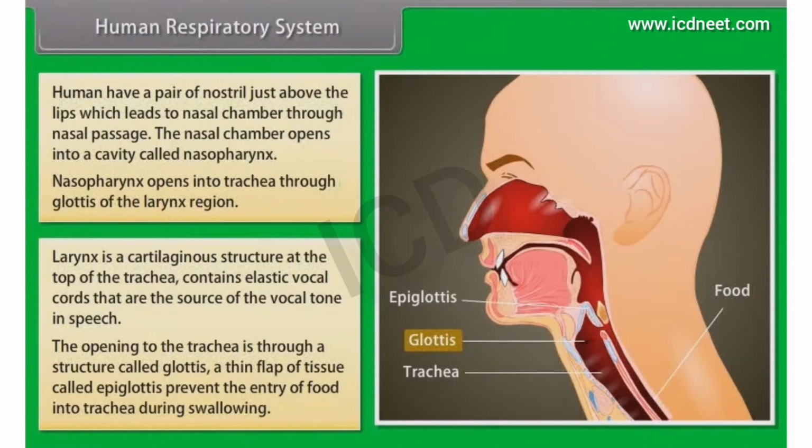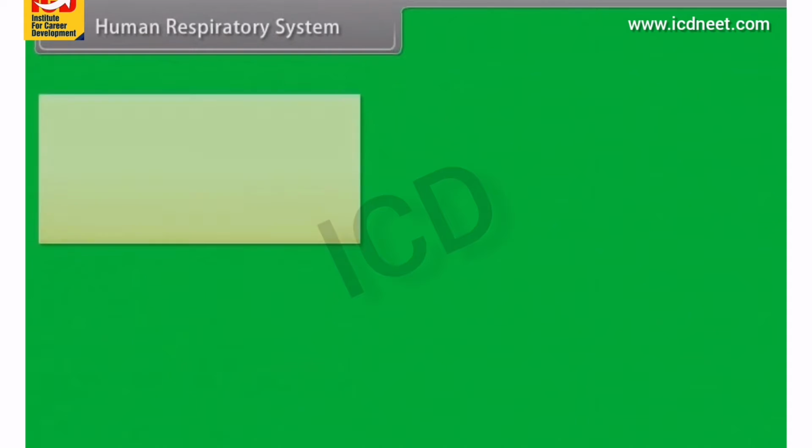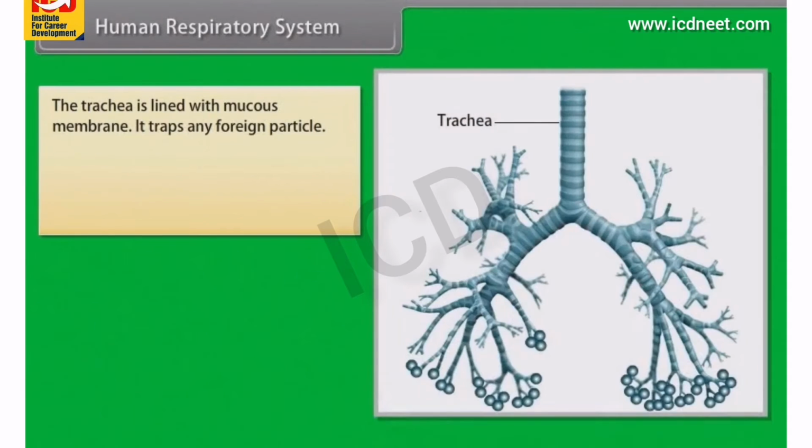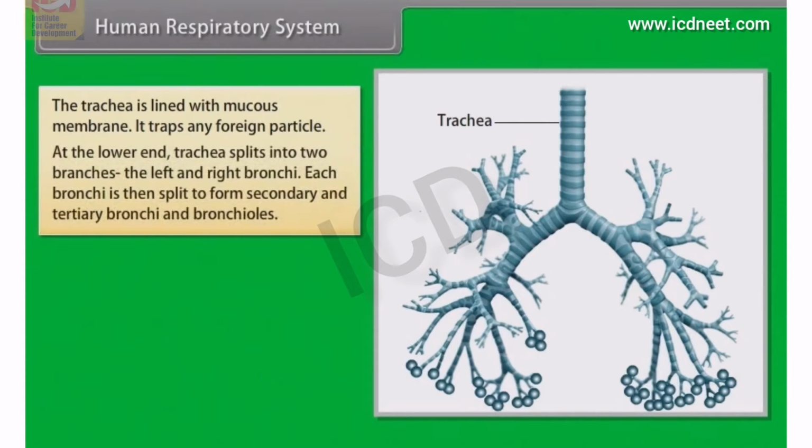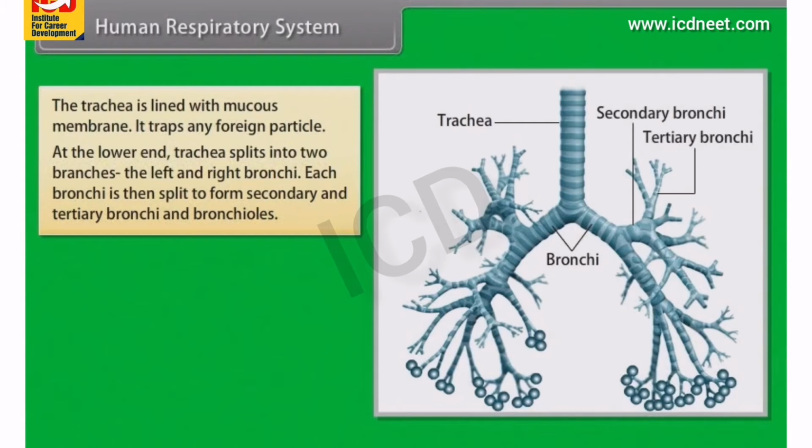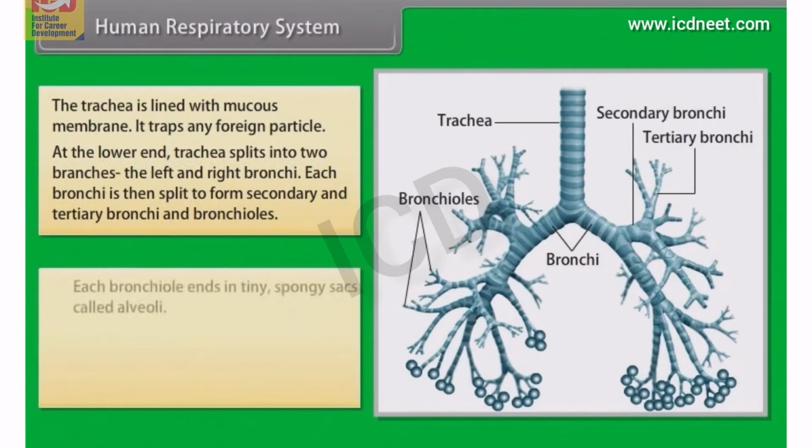A thin flap of tissue called epiglottis prevents the entry of food into trachea during swallowing. The trachea is lined with mucous membrane. It traps any foreign particles. At the lower end, the trachea splits into two branches, the left and right bronchi. Each bronchus is then split to form secondary and tertiary bronchi and bronchioles. Each bronchiole ends in tiny spongy sacs called alveoli.